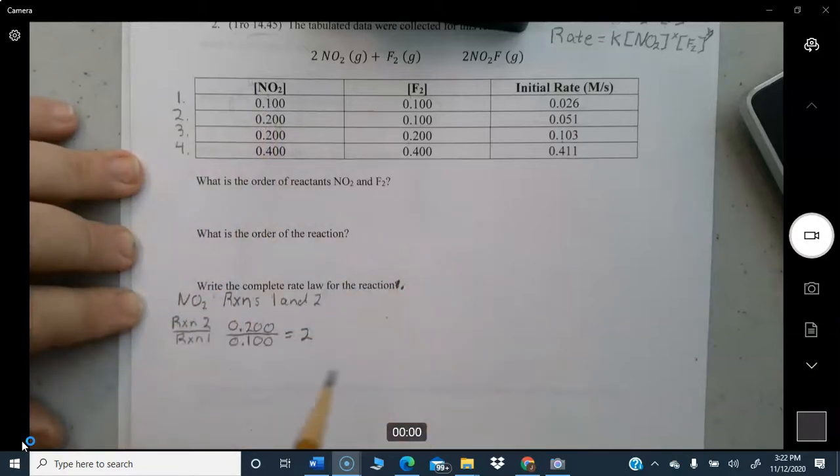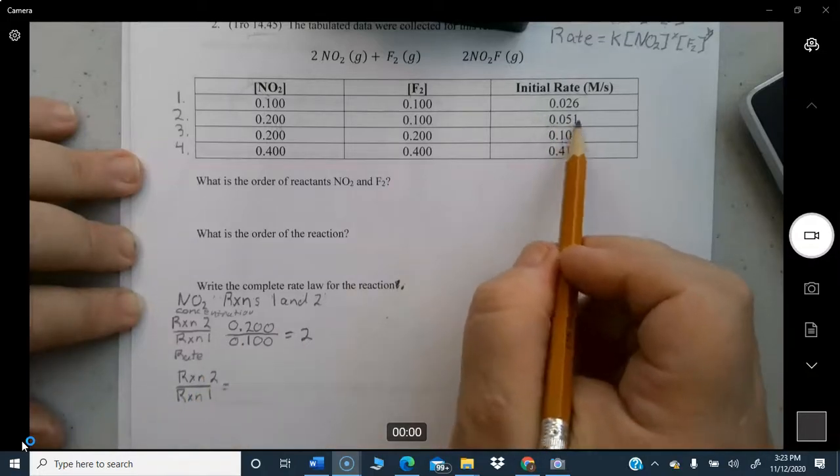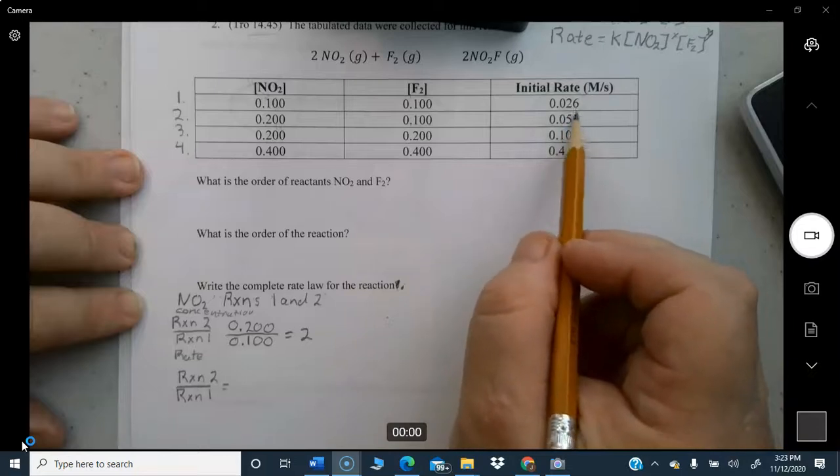Now we're going to see how that affects the rate. So again, this is concentration, I'm going to just squeeze it in there. And now we're going to do rate. We're going to do the same thing, reaction 2 over reaction 1. You have to do it with the same one on top. So reaction 2 over reaction 1. You can't flip it here. Okay, and we come over here, and that's 0.051.